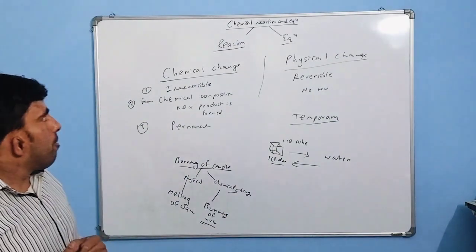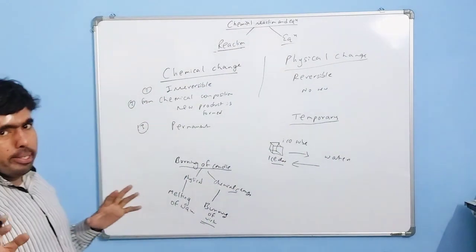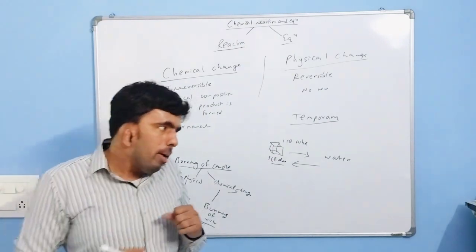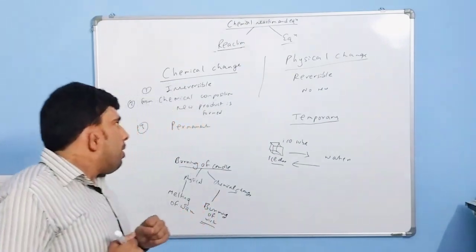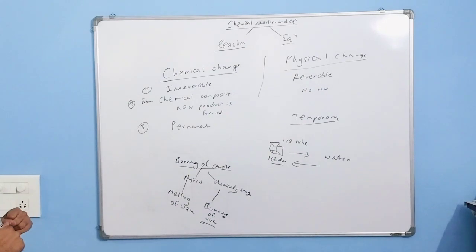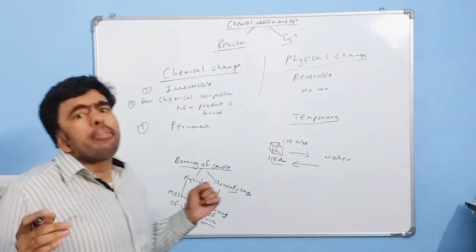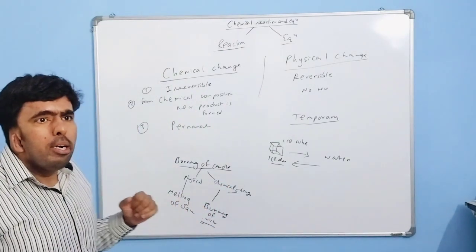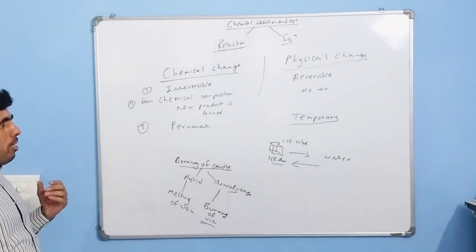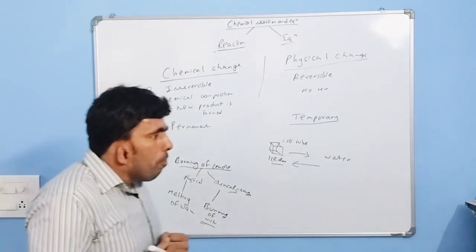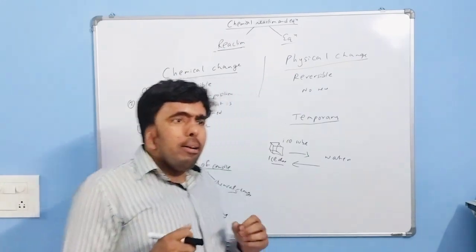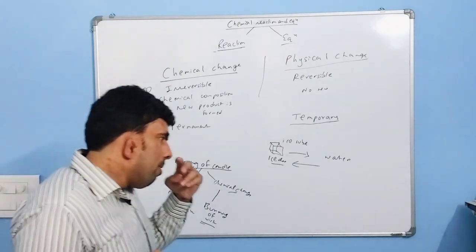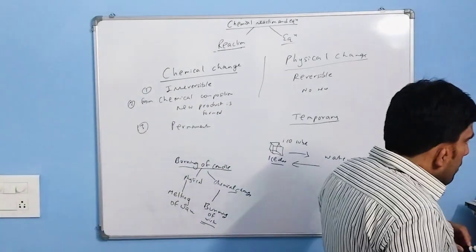Now we have seen what a chemical reaction and a chemical equation are. Further, we will discuss the types of chemical reactions. There are 5 types of chemical reactions.